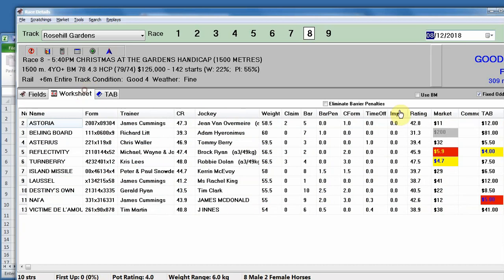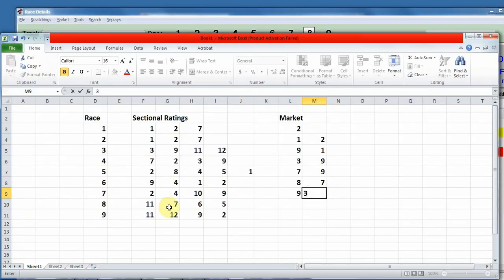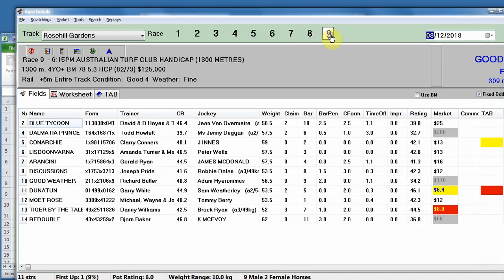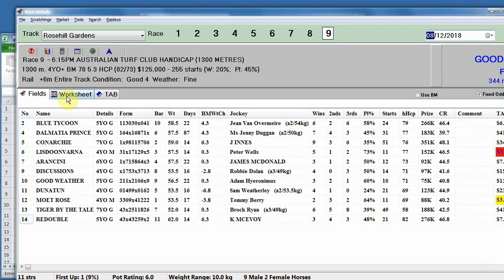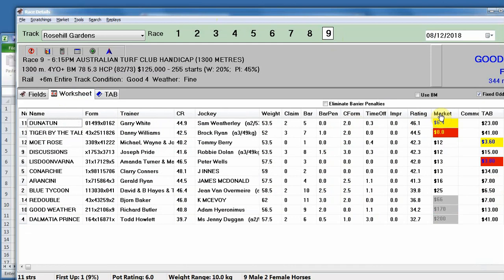Race 8, 6 and 5, there's 6 and 5 there, so that could be a good race to double up on. And race 9, 11 and 13.